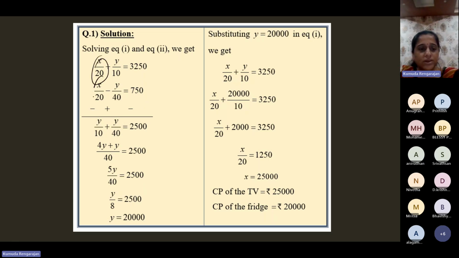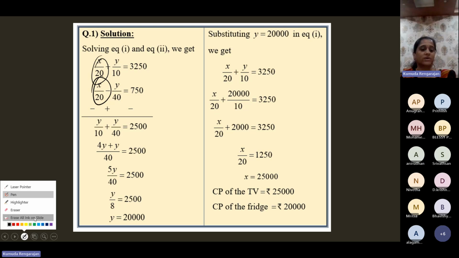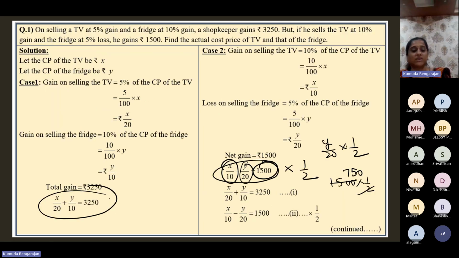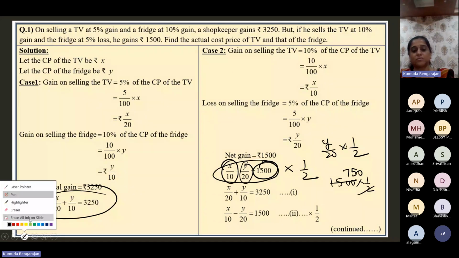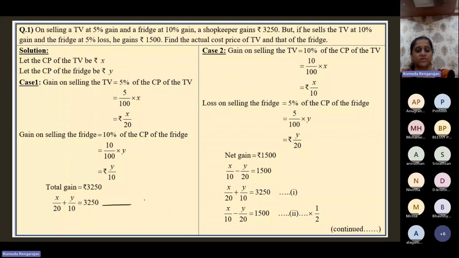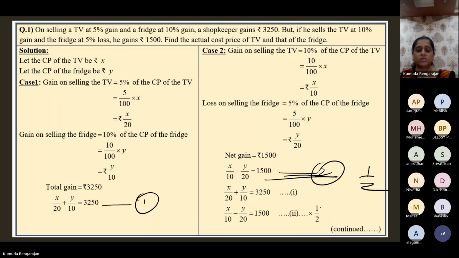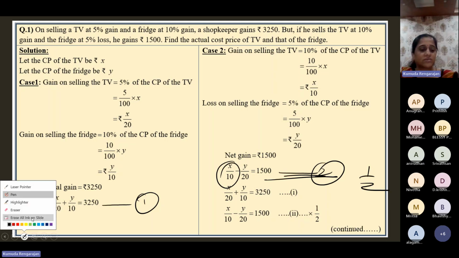We do this so that X can be eliminated. See here, X by 20, X by 20, so you can eliminate X. I've multiplied the second equation by half, this one only, by 1 by 2, so this one becomes X by 20.